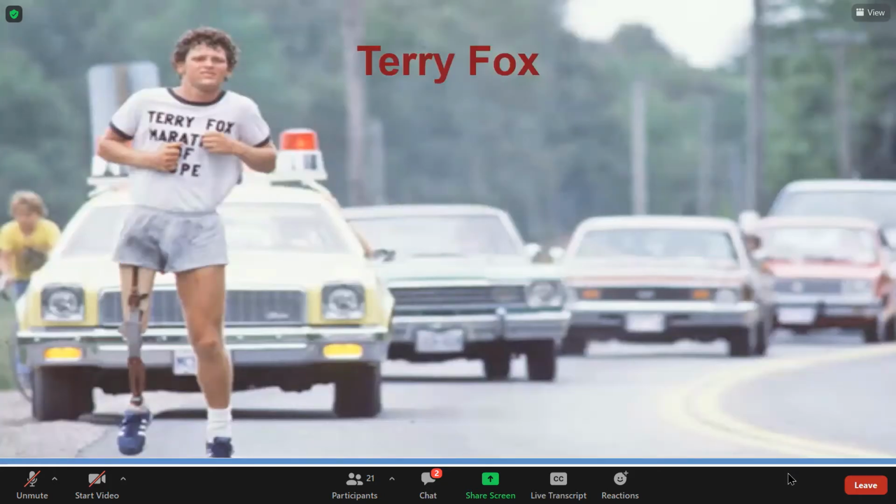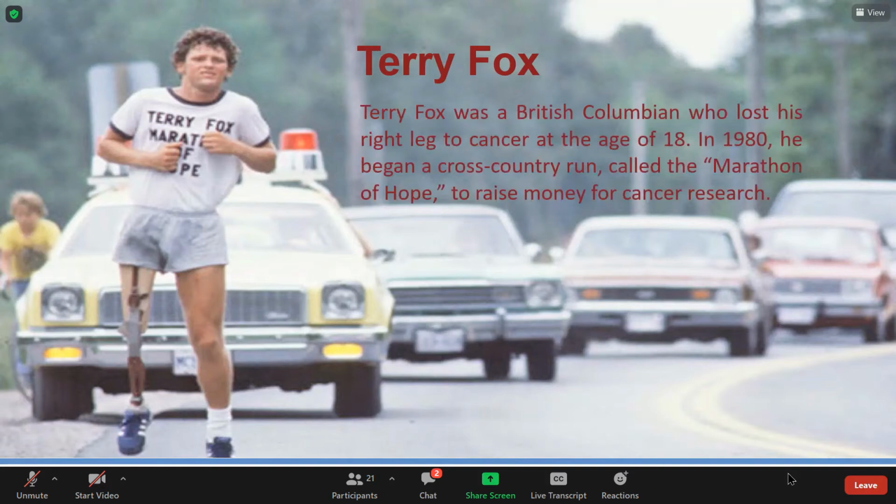And then we have Terry Fox. Terry Fox is a really big symbol of Canada. Terry Fox symbolizes hope, strength, determination, and kindness. For those who don't know, Terry Fox was from British Columbia. He lost his right leg to cancer when he was only 18. And then he began a cross-country run called the Marathon of Hope, to raise money for cancer research.